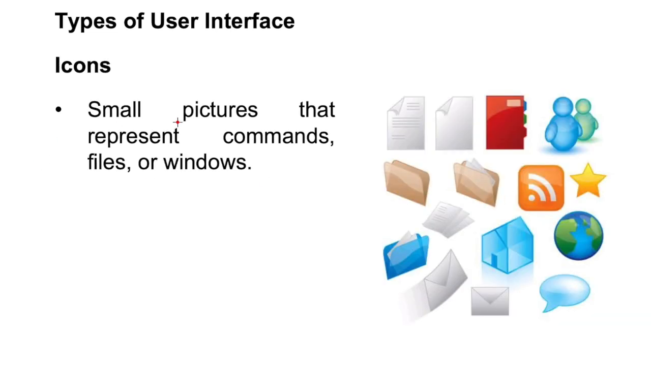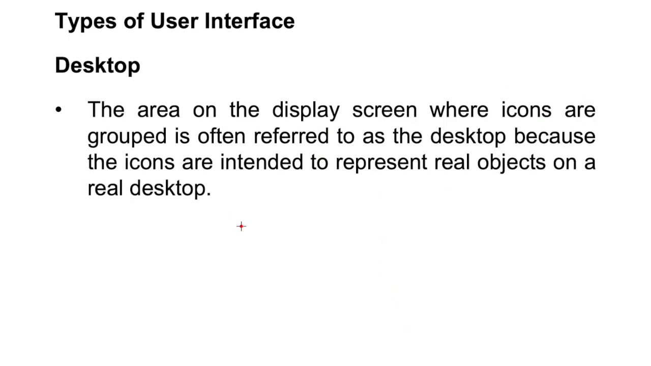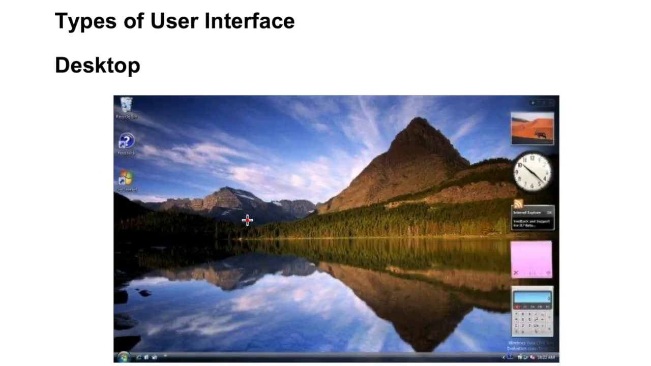Icons are the small pictures that represent commands, files, or windows. Desktop: the area on the display screen where the icons are grouped is often referred to as the desktop because the icons are intended to represent real objects on a real desktop. So basically the desktop is the screen that we normally have when we start our computer, which has the collection of icons that we have grouped together. So this is a common desktop.